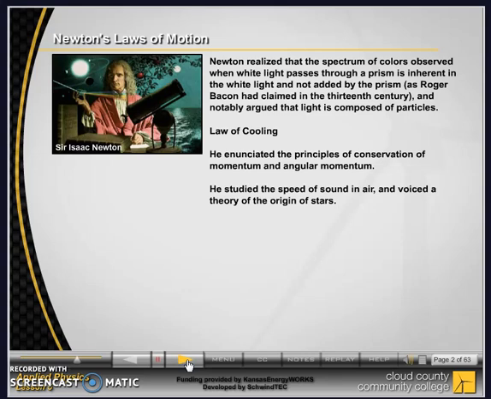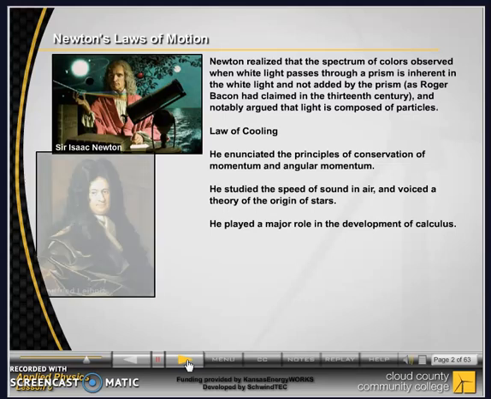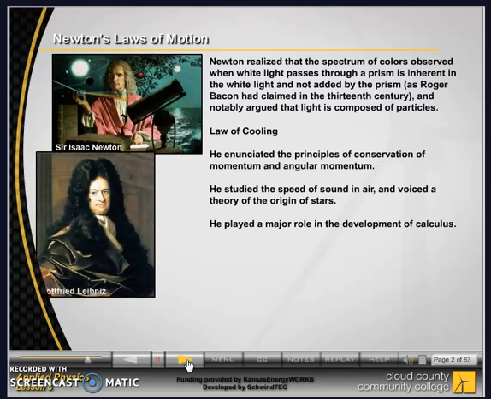Despite this renown in mainstream science, Newton actually spent more time working on alchemy than physics, writing considerably more papers on the former than the latter. Newton played a major role in the development of calculus, sharing credit with Gottfried Leibniz. He also made contributions to other areas of mathematics, for example, the generalized binomial theorem.